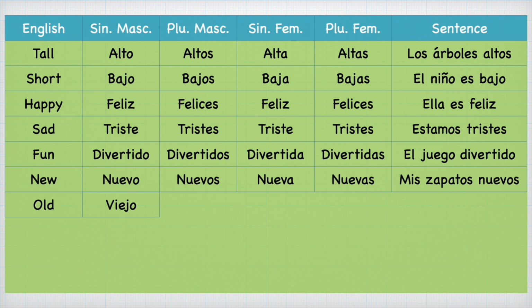Old, viejo, viejos, vieja, viejas. La casa vieja, the old house. And we have a feminine noun, casa, so we're going to use the singular feminine adjective, which is vieja.